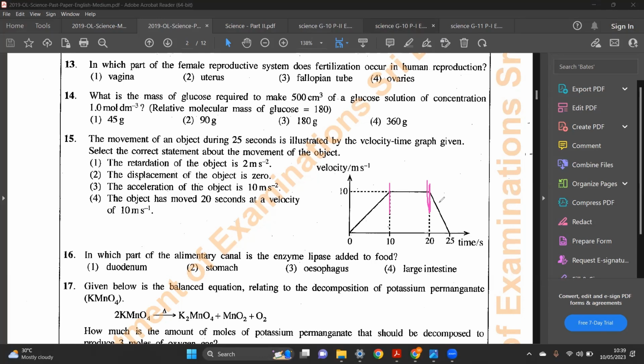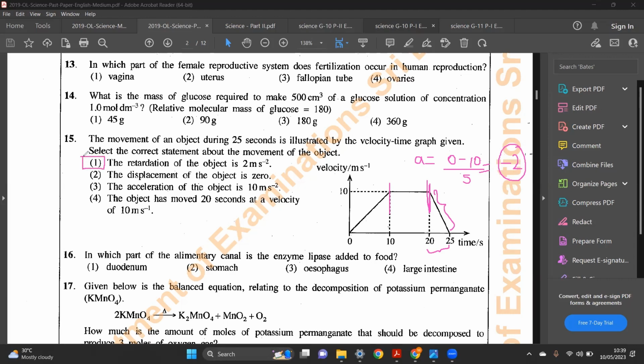All right, so the retardation of the object is 2. So when you're talking about retardation, we need to do it for this part. So if we were to calculate the acceleration here, we know acceleration is final velocity minus initial velocity. Final is 0, initial is 10. Divide by the time, 25 minus 20 is 5. So you would get minus 2 as your acceleration. So deceleration would be plus 2. So therefore, the first option is correct.